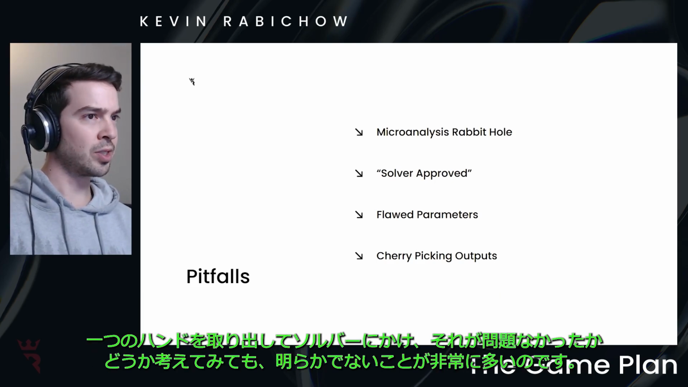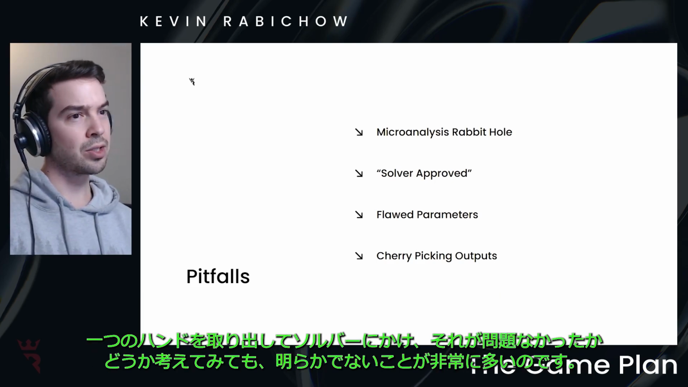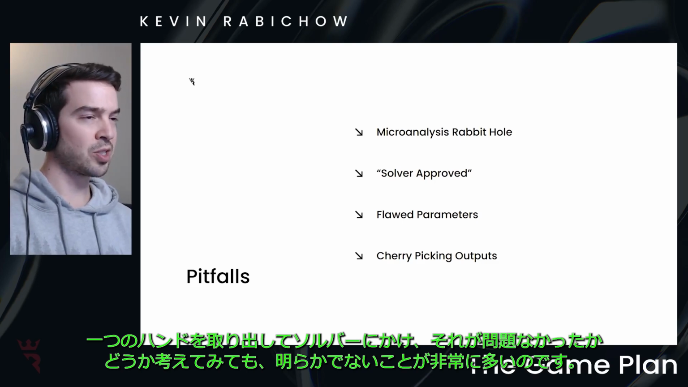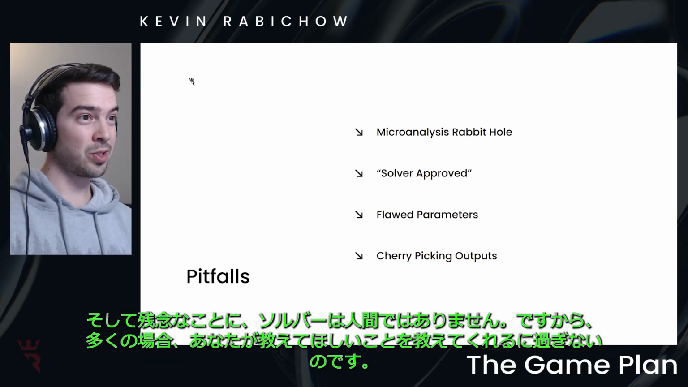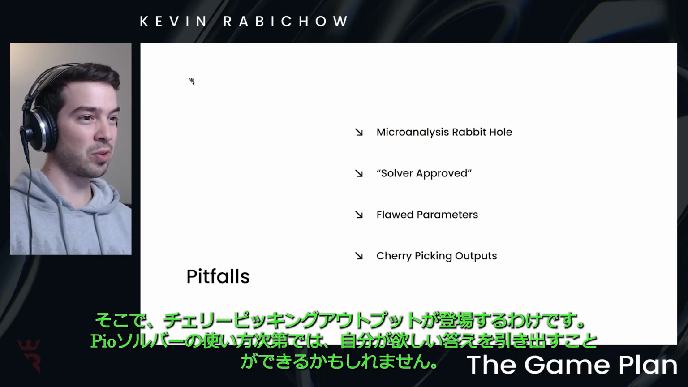And very often it's not obvious when we take a single hand, run it through the solver, and try and figure out if we punted or if it was okay. So I think it's important to recognize that what you're coming to the solver with that kind of approach is a bit like you're aiming for conflict resolution. You have this nagging feeling that something went wrong and you just want someone to tell you whether it was okay or not. And unfortunately, the solver is not a person. So very often it's just going to tell you what you want it to tell you. And that's where the cherry picking outputs comes into play.